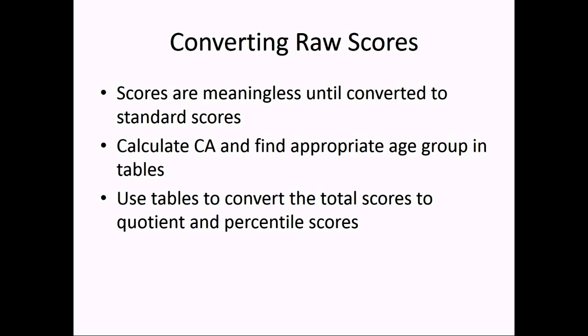So you have to calculate that chronological age, and then you have to find the appropriate age group in the norm table. So if your child is 6 years, 7 months, then you have to find the norm tables that are appropriate for a 6 year, 7-month-old child. Likewise, if your child is 10 years, 2 months, then you have to use a different normative table that's appropriate for that age group. And then you're going to look up the quotient and percentile scores on these tables for your child.